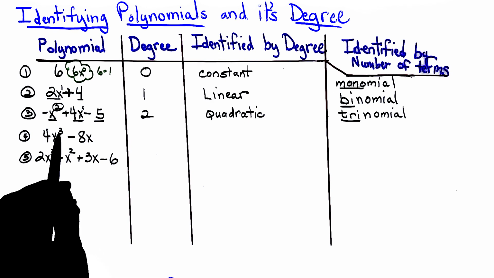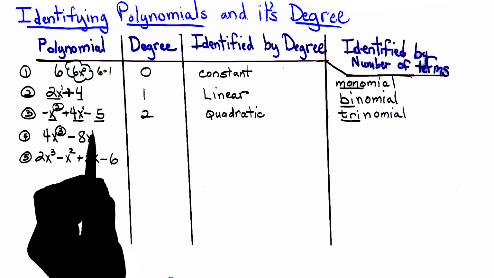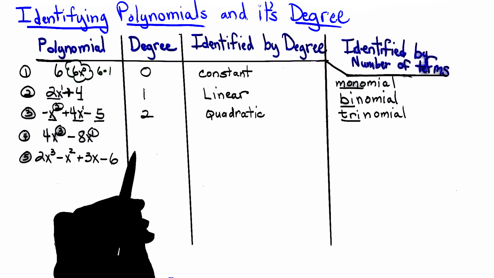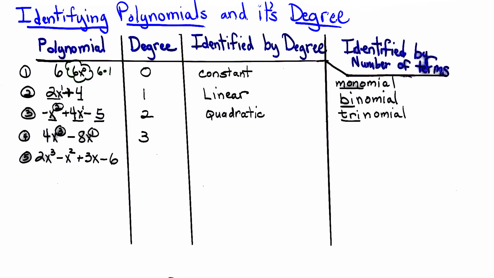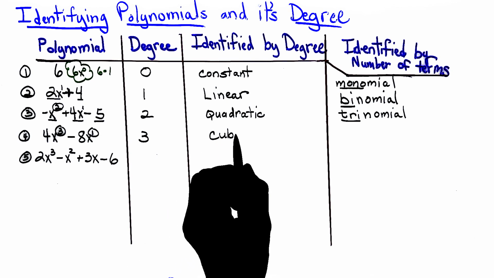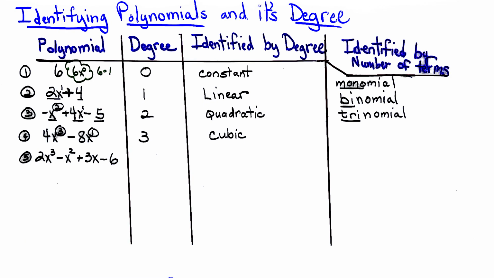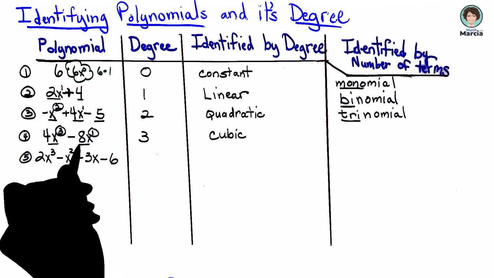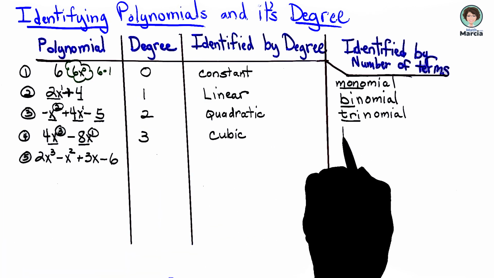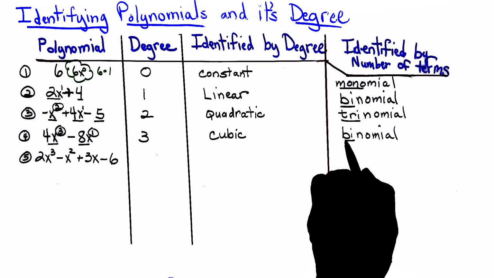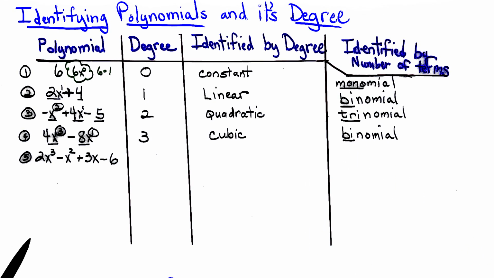Okay, well, let's look at this next one. We have 4x cubed, so I have a cubed, and I have minus 8x to the first power. So looking at that, my highest degree is a 3. And when your highest degree is a 3, you call it a cubic. And going back now to identifying it by its terms, notice I have 1, 2 terms. So again, this would be a binomial.